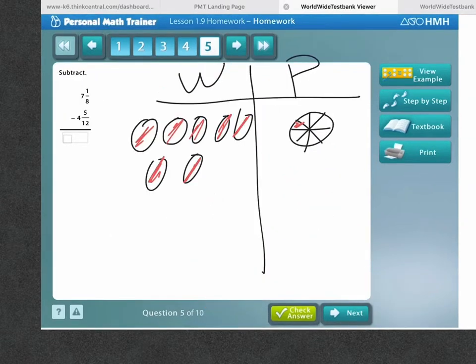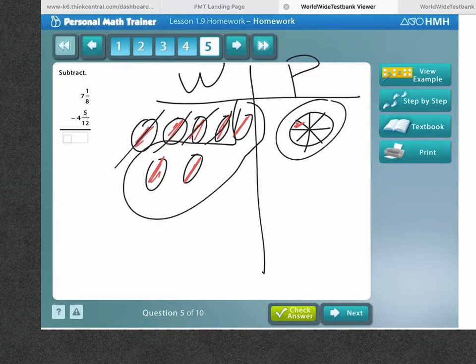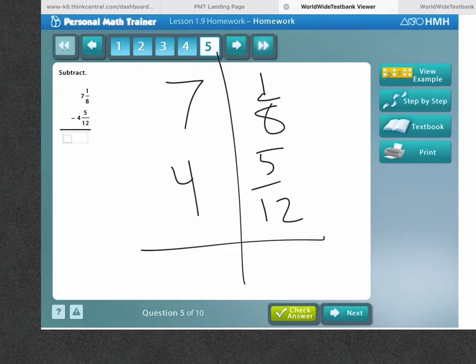Problem number 5, I've gone ahead and modeled the 7 1/8 here. I modeled that for you. 1, 2, 3, 4, 5, 6, 7. So I have 7 wholes over here, and then 1/8 here. Taking away 4 5/12, so I can easily take away my 4 wholes. It's going to leave me 3, but I cannot take away my 5/12 from this because these are not 12ths, these are 8ths. So I'm going to have to find an equivalent fraction with a common denominator.